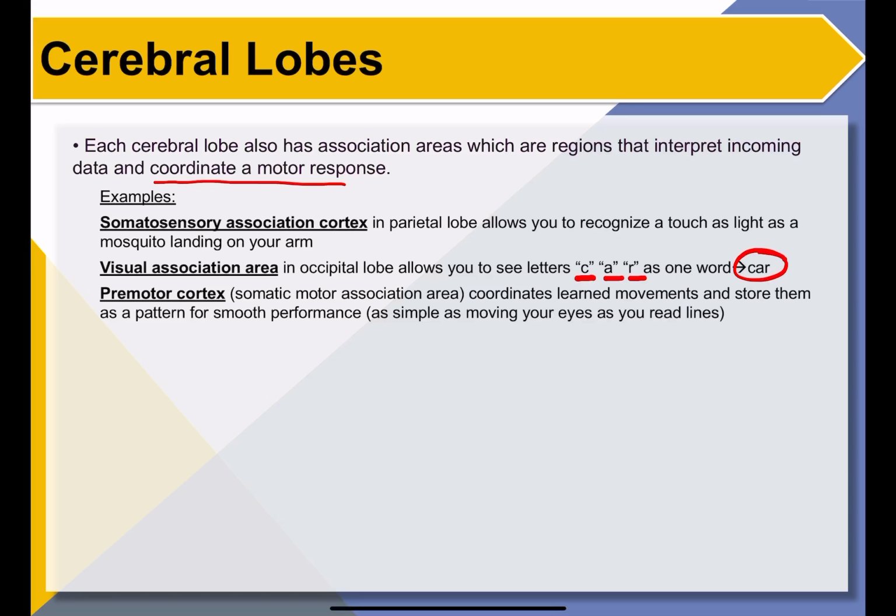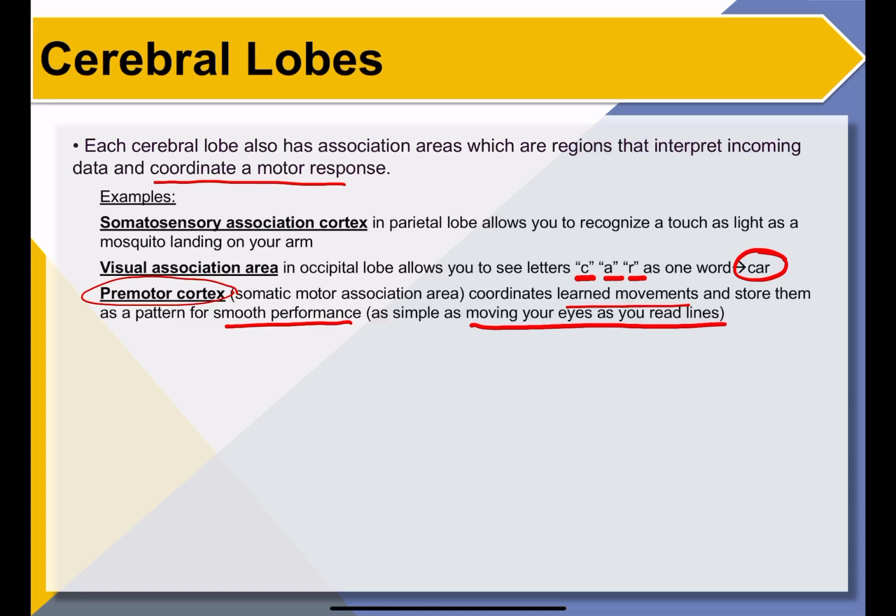Okay. And then last example, you have premotor cortex, which is what coordinates learned movement. Remember, the frontal lobe is in charge of controlling your skeletal muscle movements. So premotor cortex, residing in the frontal lobe, is for coordinating that learned movement and storing it as a pattern for smooth performance, such as moving your eyes as you read lines. Now, this is different from learning a skill. Okay, that's the cerebellum we're talking about, learning how to ride a bike, learning how to play piano. But premotor cortex is what controls the skeletal muscles that help you do those patterns.